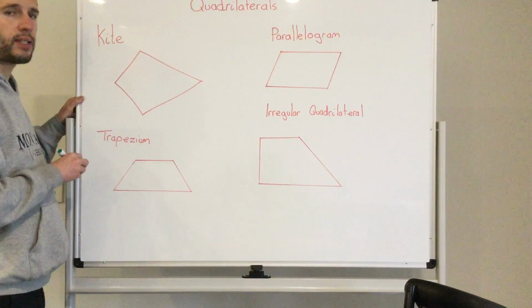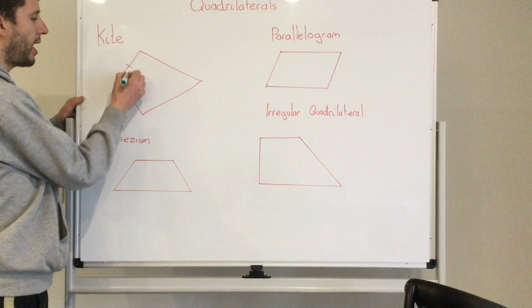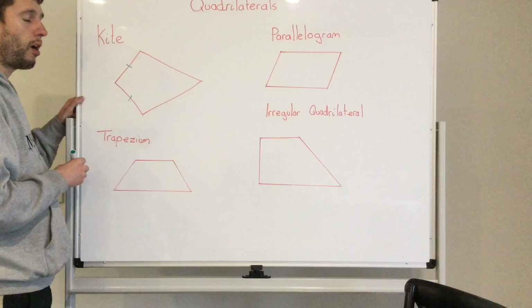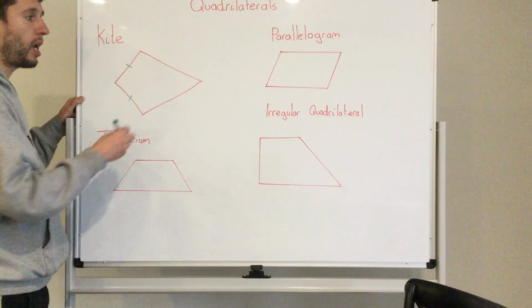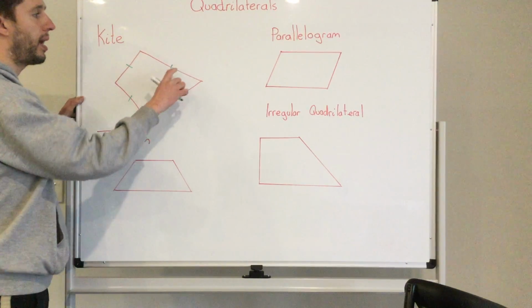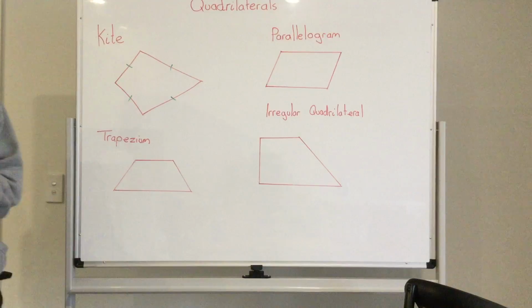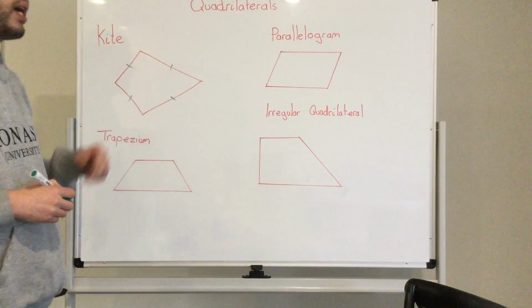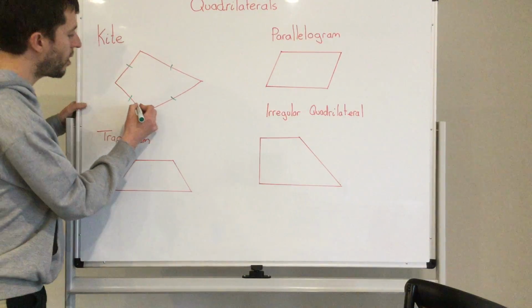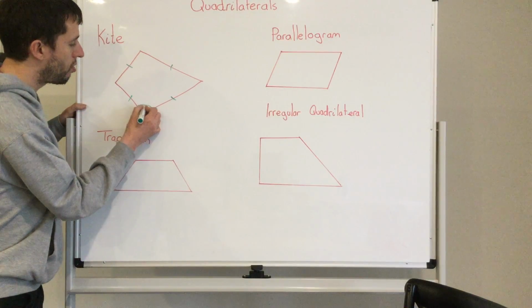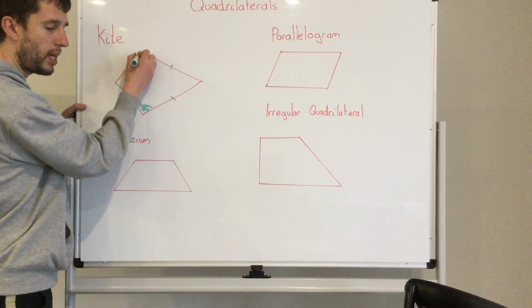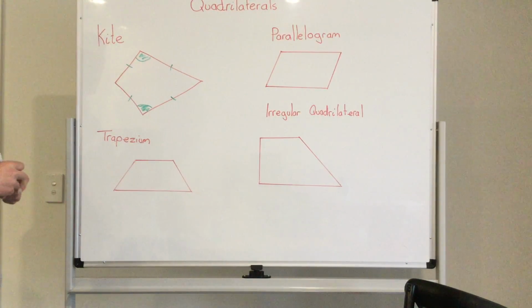So a kite we know has one pair of sides that are the same length and a second pair of sides that are the same length. Because these two are the same and these two are the same, that also means that we are going to have 2 of our angles that are exactly the same.